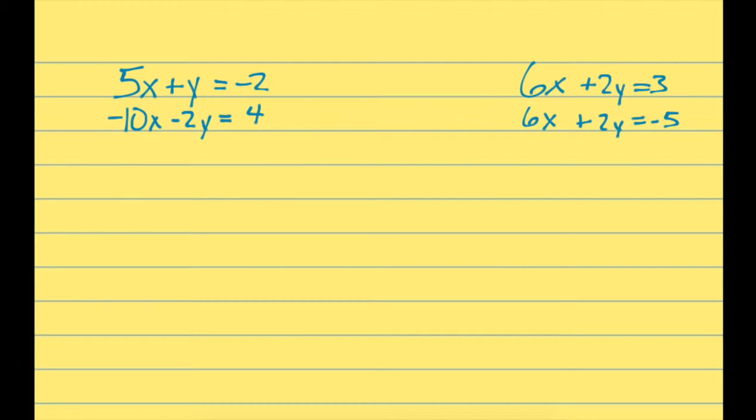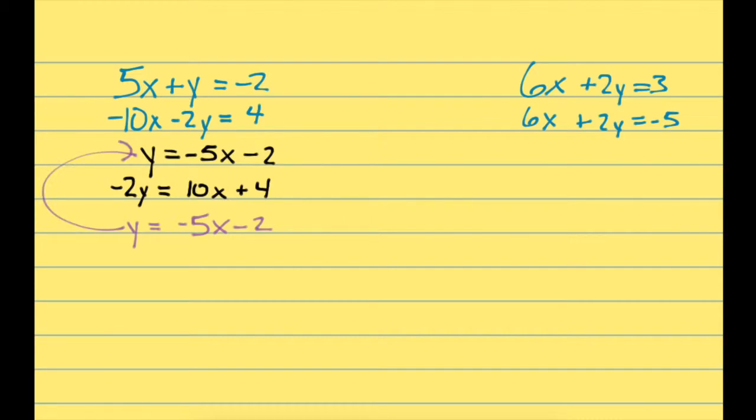If we were to rewrite each of these in slope-intercept form, that's one way we can approach it. The top one we would do just by subtracting 5x from both sides. That's negative 5x minus 2. The bottom one, we'd add 10x to both sides, which gives us negative 2y equals positive 10x plus 4. And then dividing by negative 2 would give us y equals negative 5x minus 2. Notice that that matches our top equation. So those are the same line, making these a consistent dependent system with infinite solutions.